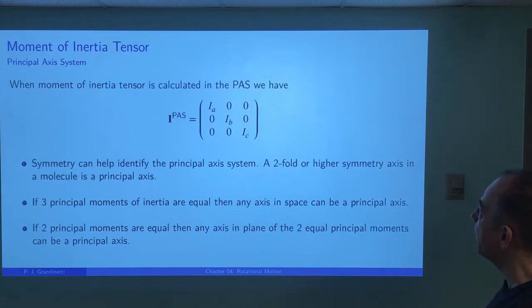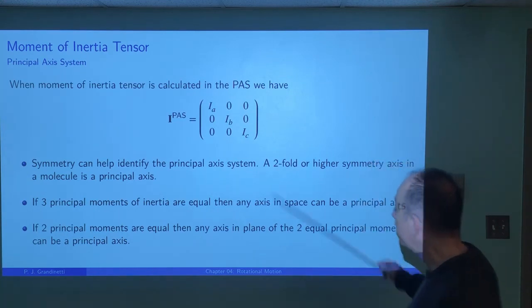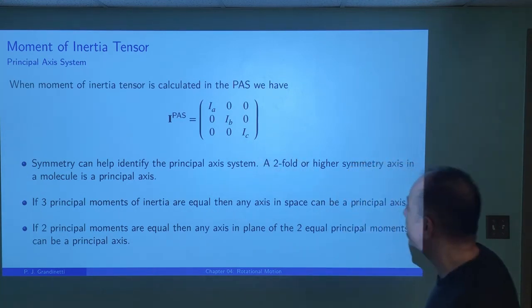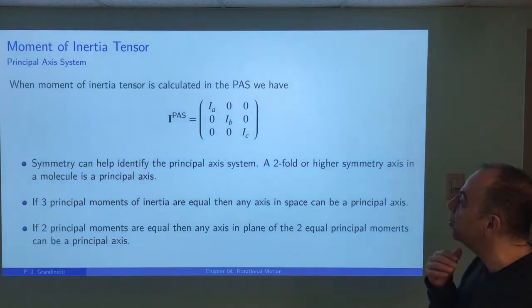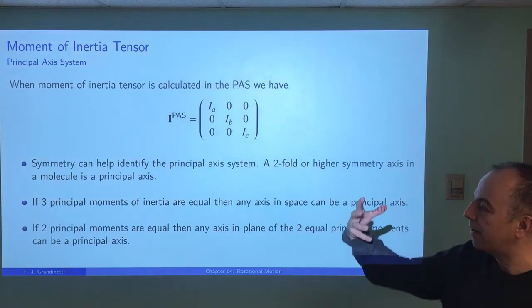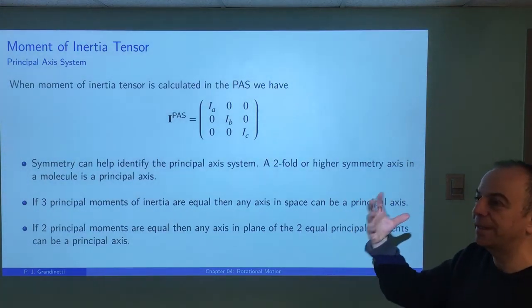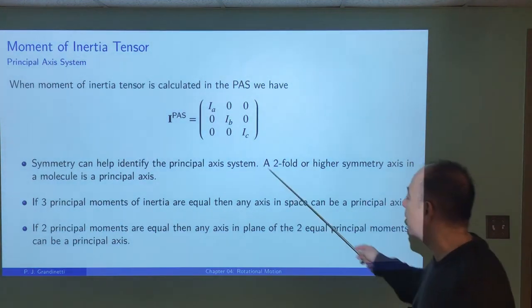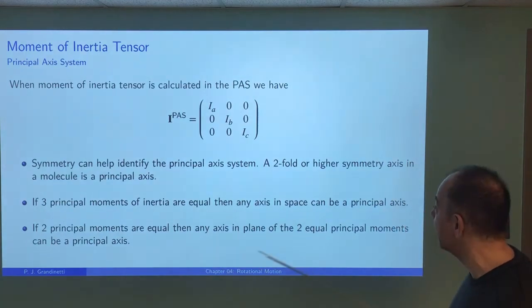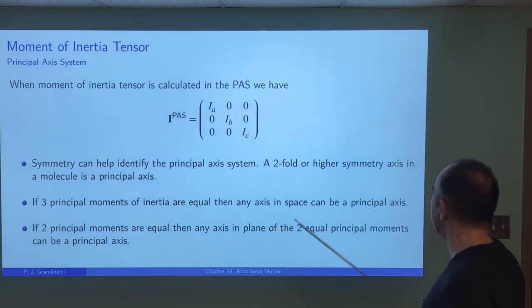Now, when you're in this principal axis system, which we call PAS, your moment of inertia tensor will be diagonal. And trying to find that coordinate system can be tricky. When you look at a rigid body, it's hard to know how to orient it in your coordinate system so that it's going to be diagonal when you do the calculation. But when you look at the rigid body, you can see some symmetry in the body that might help you identify where the principal axis might lie and then orient your body correctly in the coordinate system.